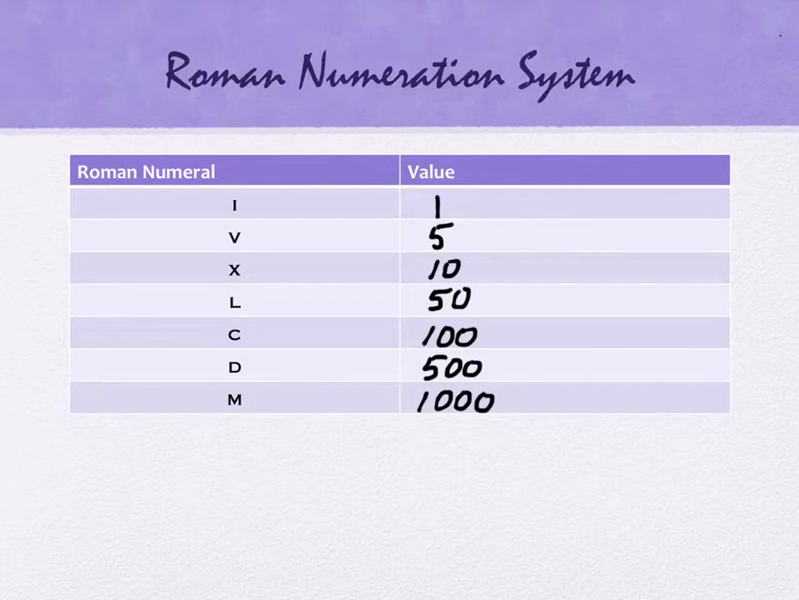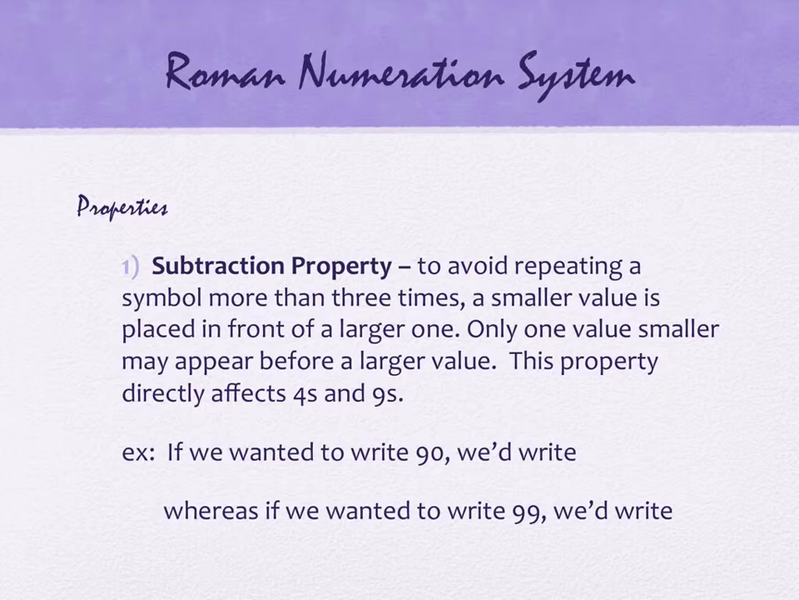Okay, let's talk about the Roman numerals, though. They have two very interesting properties. The first one you've probably seen before, maybe not fully the way we're going to talk about today, but you have seen it before. It's called the subtraction property. To avoid repeating a symbol more than three times, a smaller value is placed in front of a larger one. Only one value smaller may appear before a larger value. This property affects nines and fours, or fours and nines.